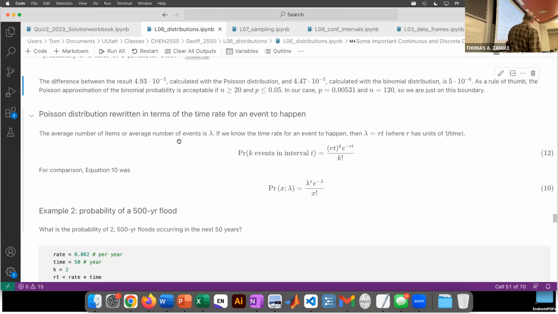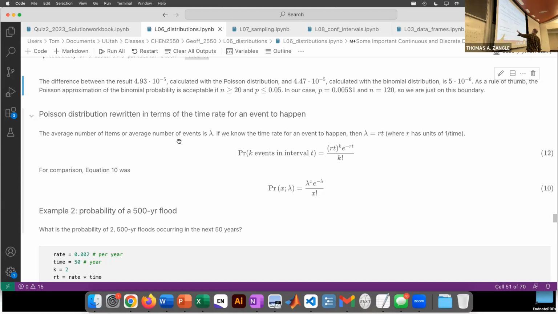So we can rewrite this in terms of a rate of time. I mentioned we can use the Poisson distribution to describe processes like arrivals of people in line over a specified amount of time. So that is well modeled by the Poisson distribution.